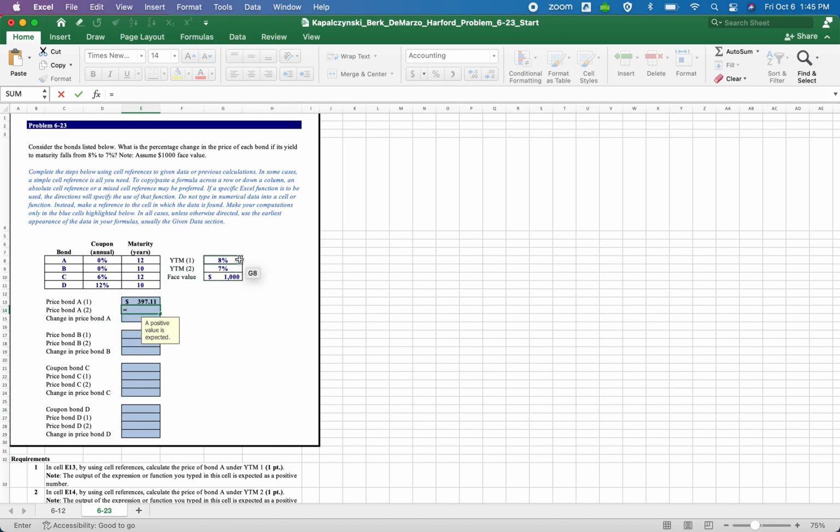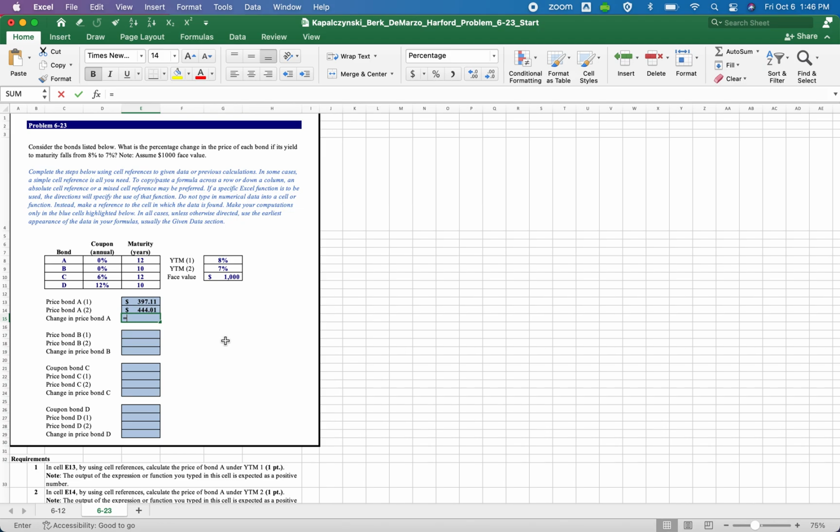Okay, so because my interest rate decreases from 8 to 7, I should expect an increase in this price. So I'm going to say equal negative present value, rate will be 7, and everything else will be the same. My nper will be 12, my payment will be 0, and my future value will be 1,000. You can ignore the type. If you don't put in the type, it's going to default to 0, which is what we're doing. Okay, so notice how this bond price increased. It increased as expected because the interest rates went down.